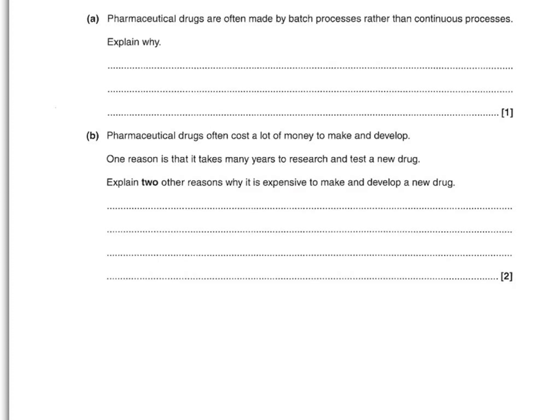legal demands, or the cost of patents, or you could say that you have to have sterile conditions, or you need to have a high purity product produced. You could also give the idea that you need to do lots of marketing, but you can't say advertising. You have to say marketing. So any one of those, or any 2 of those points rather, will get you those 2 marks. But if you got 1 point, obviously that'll get you 1 mark.